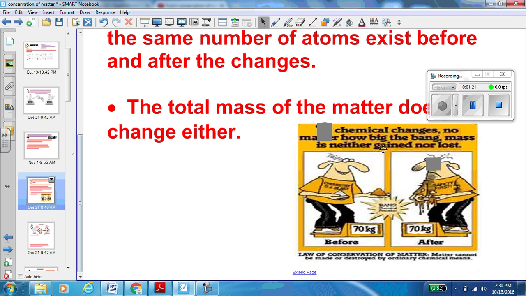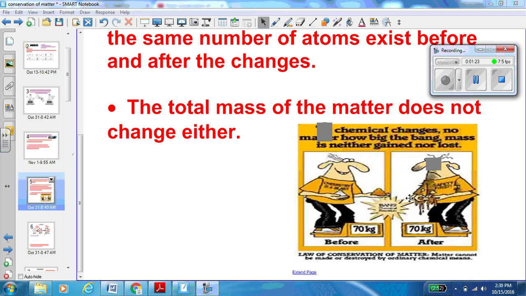This picture that you're looking at here, you've got a guy standing on a balance, and he is getting ready to mix two chemicals together. Well, when he does, we can see that there's a chemical reaction here, and in the end, your mass is still the same. So when matter is going through these different chemical changes, the number of atoms is always going to be the same before and after the reaction, and the total mass is always going to be the same before and after the reaction. We're going to look at some examples on the next few slides.